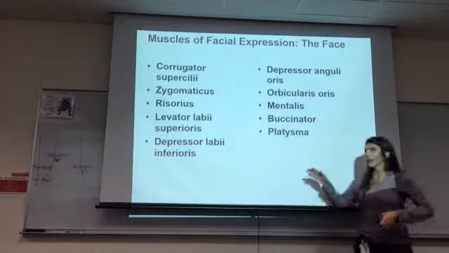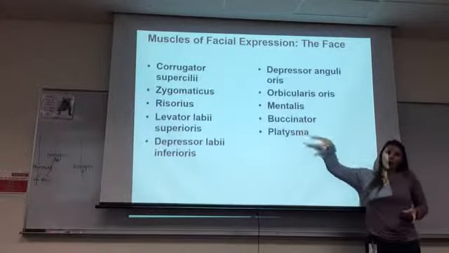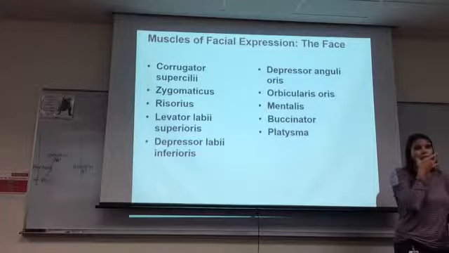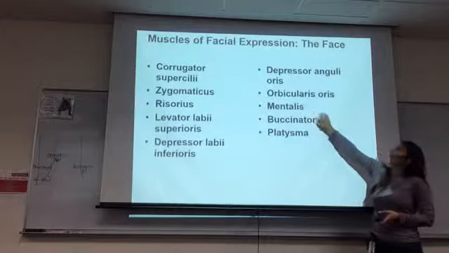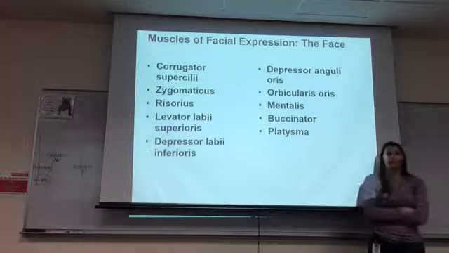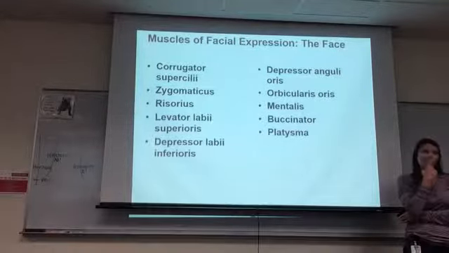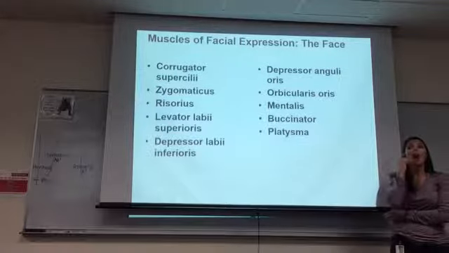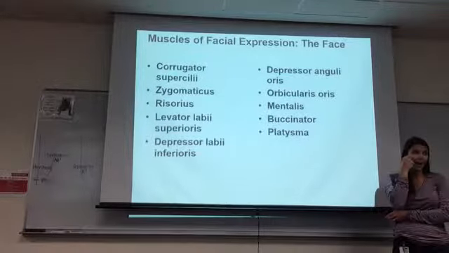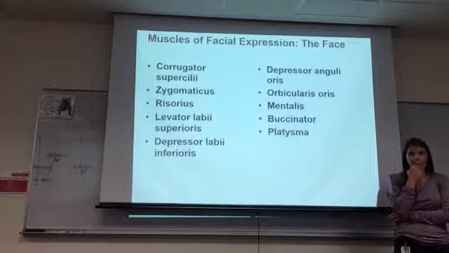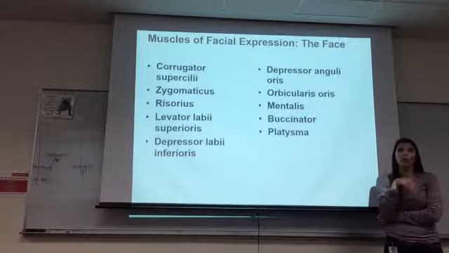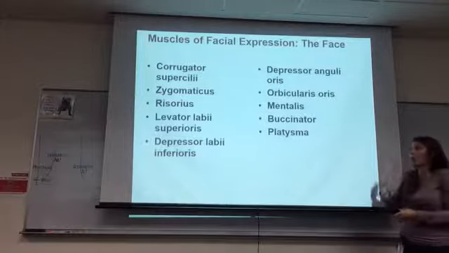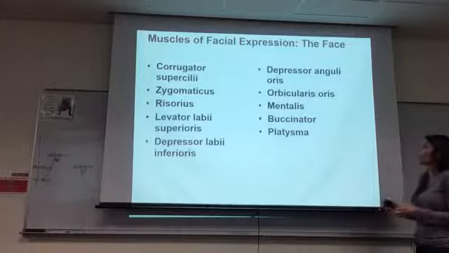Buccinator, a lot of people only know that because of the buccal swabs, but these are your cheek muscles. Those here. Orbicularis oris. Orbicularis oculi is eye. Oris is mouth. Okay? And those are things that, as you go through this, you'll start to pick up. So I want to point them out, and I want to have these discussions together.